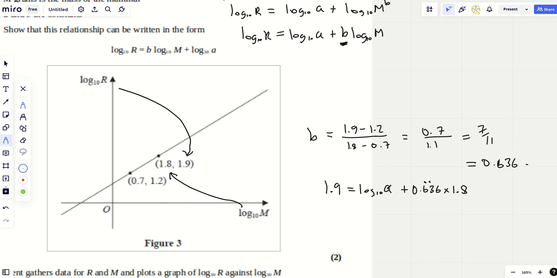1.9 minus 1.8 times 7/11. Let's work with the exact values. Okay, I'm now getting log base 10 of a is 0.75445454. And so a is going to be 10 to the power of that, because that's how you undo a logarithm. You get 5.68. And we've got a and b. And so clearly r equals 5.68 times m to the power of 0.636. And you've done it.